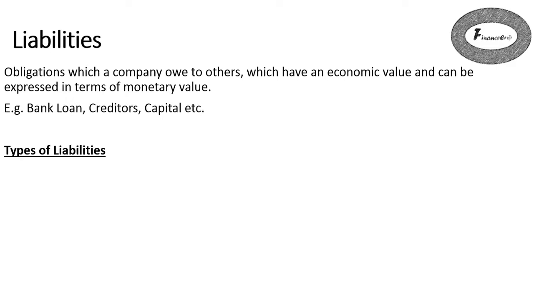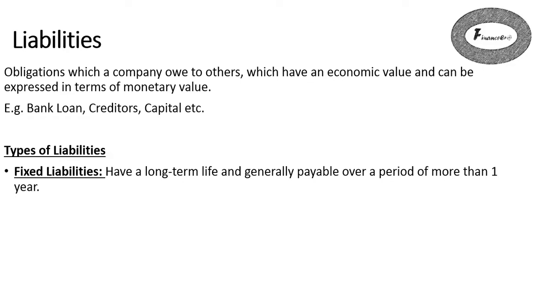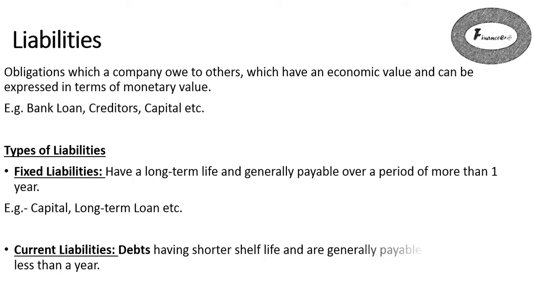Types of liabilities. The first one is a fixed liability. Fixed liabilities have a long-term life and are generally payable over a period of more than 1 year. Some examples are capital, long-term loan, etc. On the other hand, current liabilities are debts having a shorter shelf life and are generally payable or discharged within a span of less than 1 year. Examples are creditors, bills payable, etc.